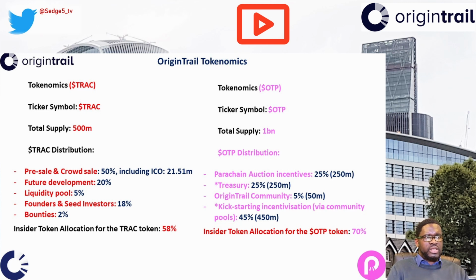Treasury was allocated 25% as well, which is 250 million. OriginTrail community 50 million or 5%. Kickstarting incentivization via community pools 45% or 450 million. Insider token allocation, according to our own calculations and evaluations, comes up to 70% or more.